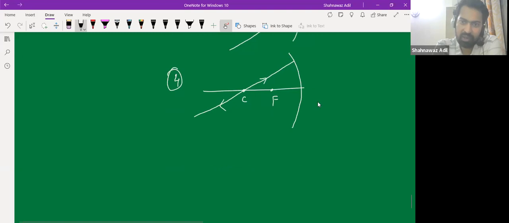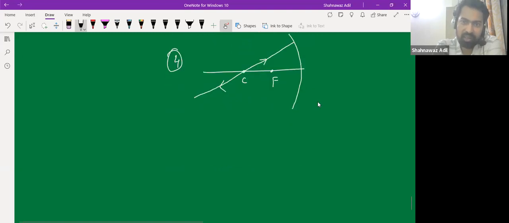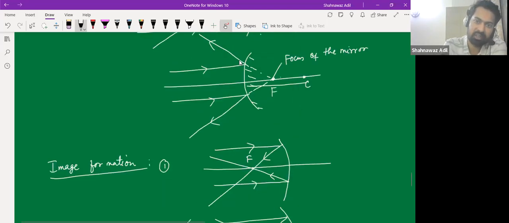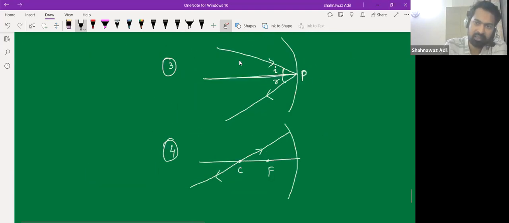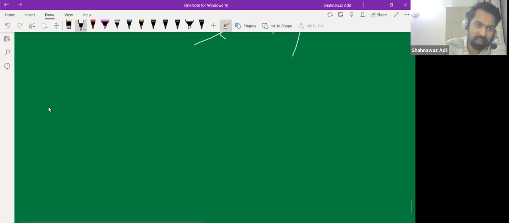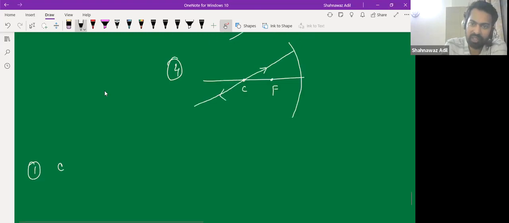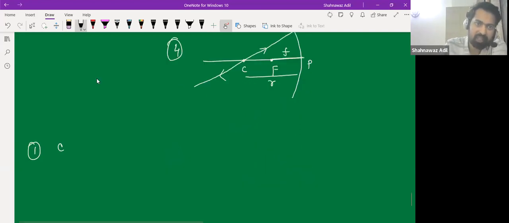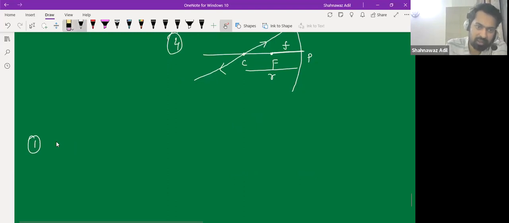Yes, sir. Okay, so now there are two things we have to prove using all these, right? One thing that we have to prove is this: the distance from the center of curvature to the pole is the radius, right? And then we have this focal length here. So one thing that we have to prove is that this radius is twice of this focal length. This we have to prove.